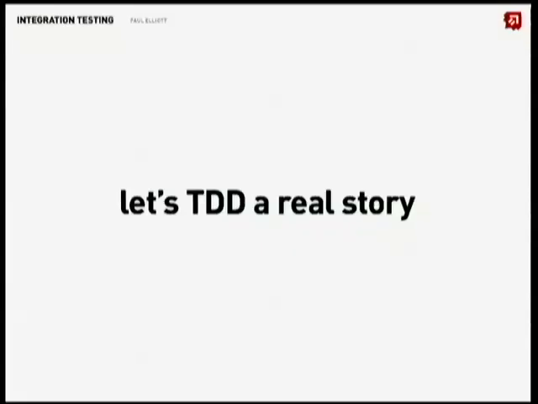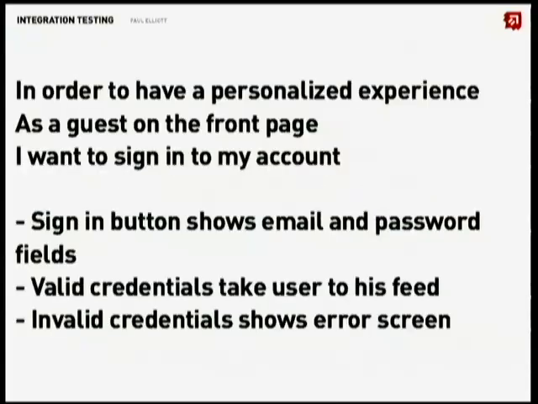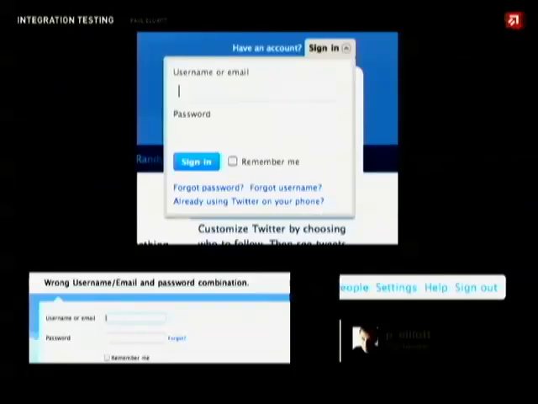So let's look at a real story. For Twitter, this is just a basic sign-in story that I kind of made up. So to have a personalized experience on Twitter as a guest on the front page, I want to sign into my account. And then we've got our acceptance criteria down at the bottom. So there's a sign-in button, and clicking it shows the email and password fields. Valid credentials take the user to his feed, and invalid credentials show the error screen. Those screens look something like this.